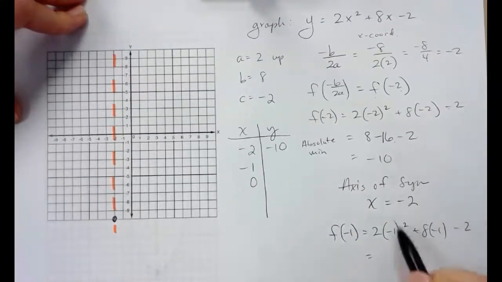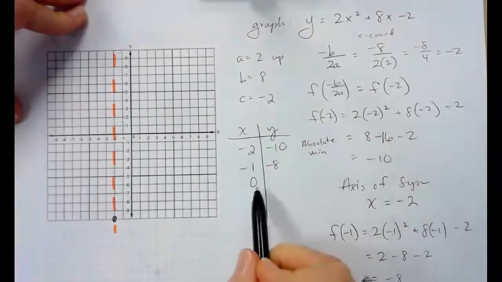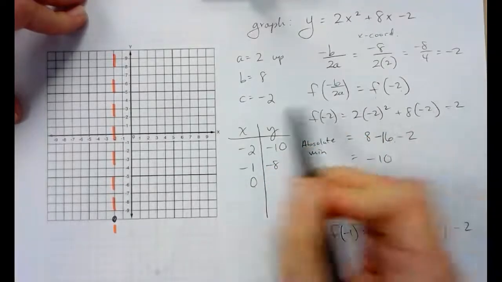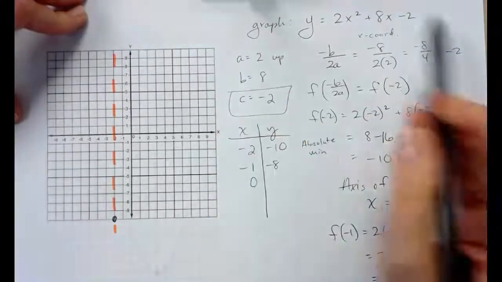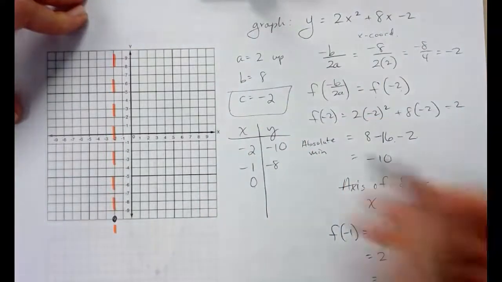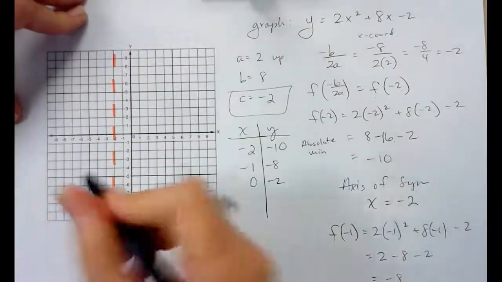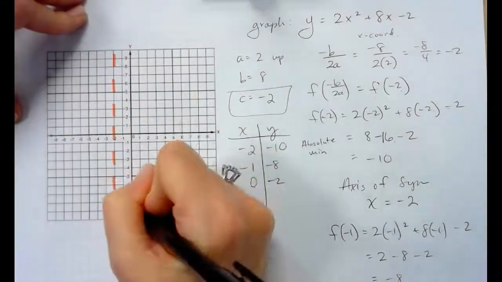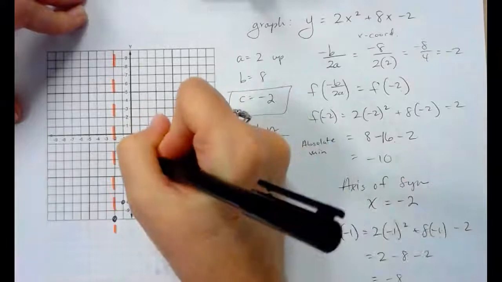Here we go. Negative 1 squared is 1. 1 times 2 is 2. 8 times negative 1 is negative 8 minus 2. That is negative 6 minus 2. That is negative 8. And of course, when we plug in the 0, all we're going to get is our c value, because the rest of the polynomial is going to cancel out. So that's negative 2. So negative 1, negative 8, 0, negative 2.